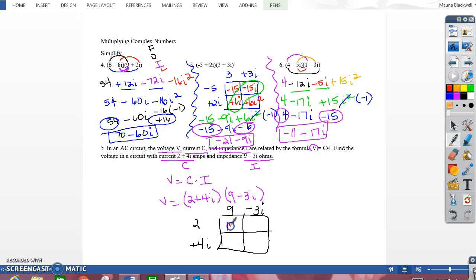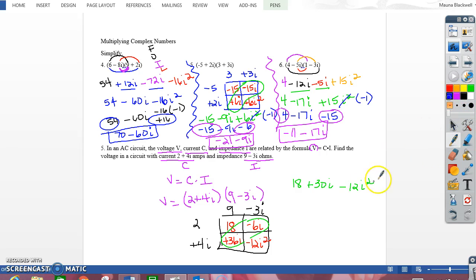9 times 2 is 18. Negative 3i times 2 is negative 6i. 9 times 4i is 36i. And negative 3i times positive 4i is negative 12i squared. So then we go back. I've got like terms right here. So I have 18 plus 30i minus 12i squared.